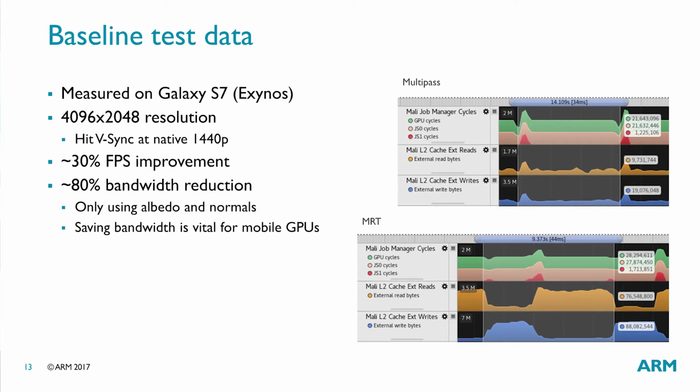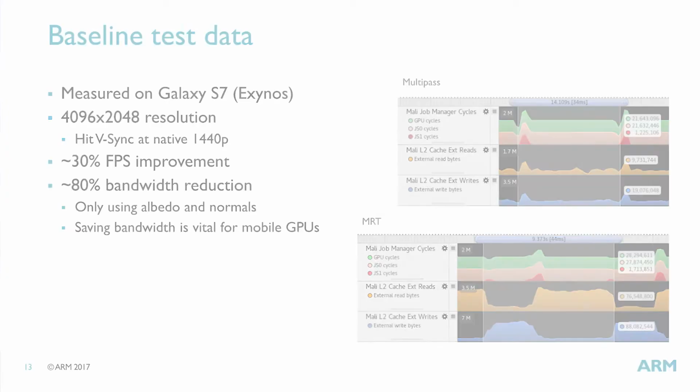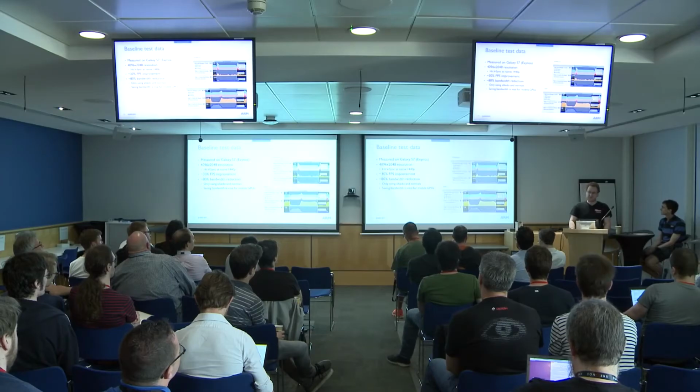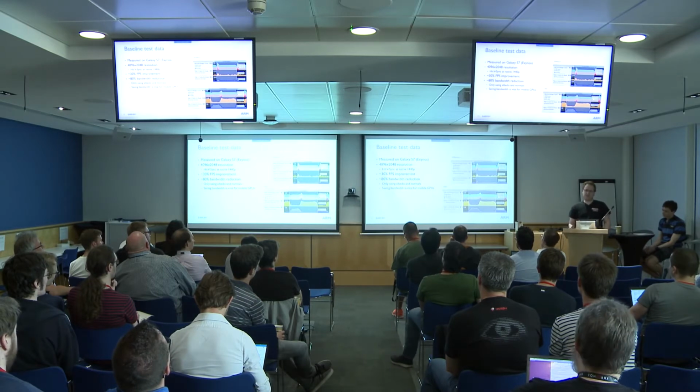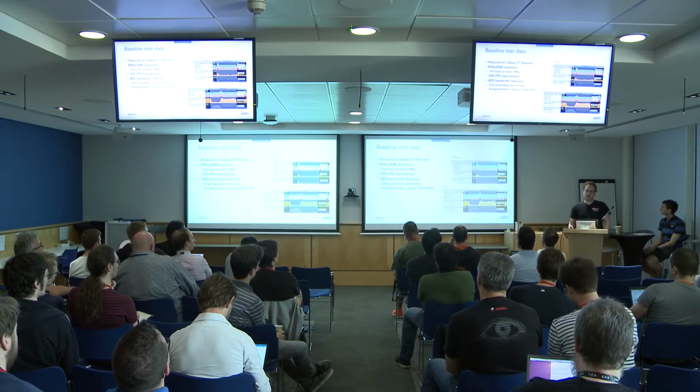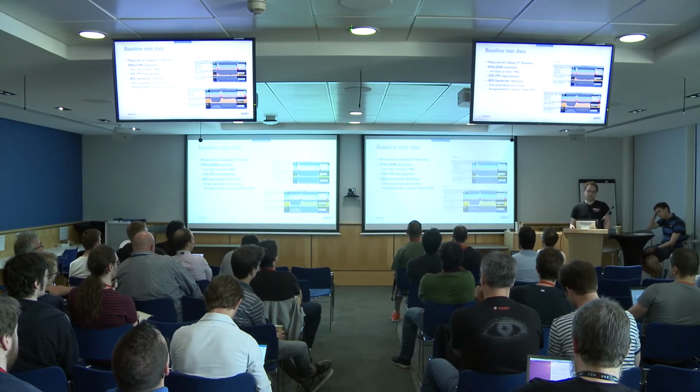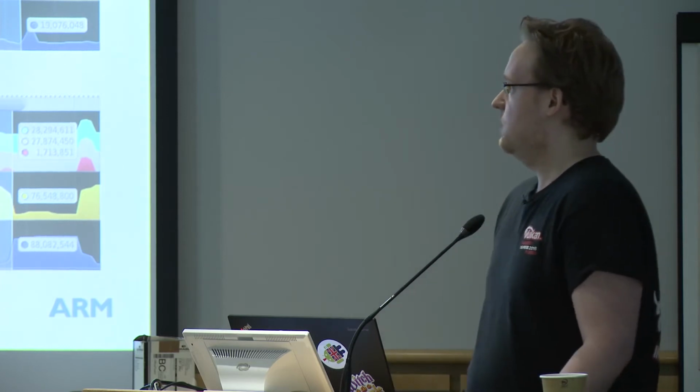So I measured this on the Galaxy S7. We took the numbers before the S8 was out, so S7 it is. I had to bump the resolution up to 4K because it would hit V-blank or 60 FPS V-sync. Without it, the scene is just too simple. But interestingly enough, in this sort of best case scenario, we did actually get a 30% FPS improvement, just because writing out all this bandwidth becomes a real issue for performance. It's just too much bandwidth. But the bandwidth in the multipass version was reduced by 80%.